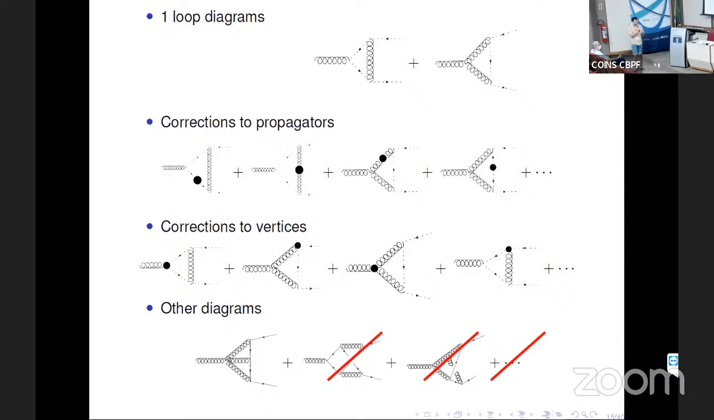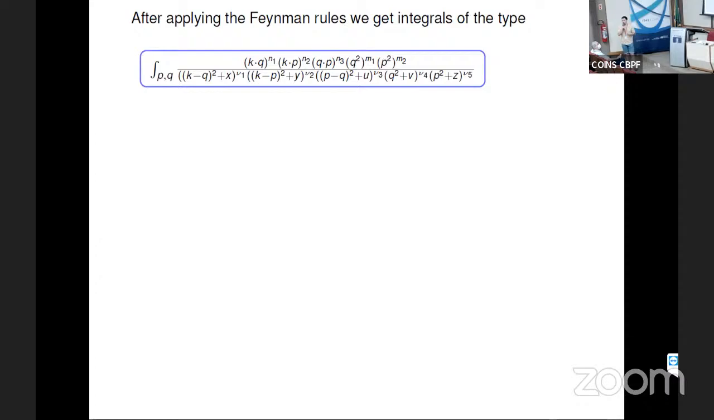So after we have written down all these diagrams, we apply the Feynman rules and we obtain these sort of integrals here, where here we have the internal momenta. It's a two loop integral. So we have P and Q, two internal momenta. We have the external momentum here denoted as K. And we have here this X, Y, etc., referred to the propagator. We have essentially massless or a massive propagator. In this case, it will be just the gluon mass, right?